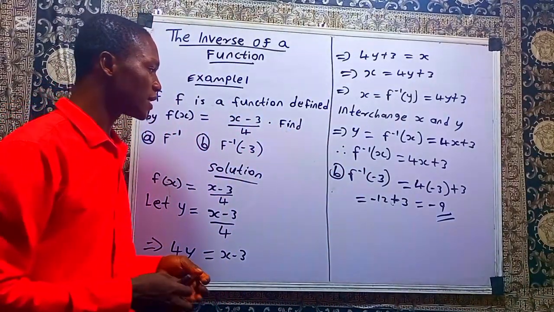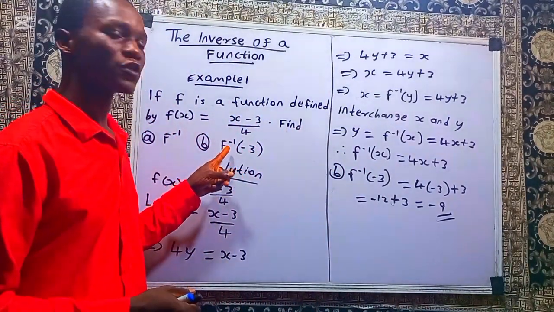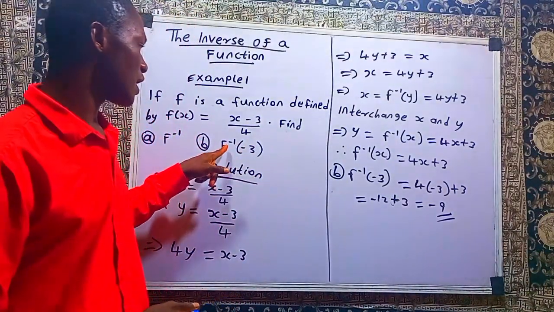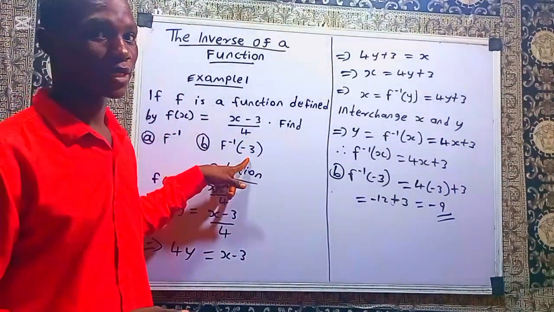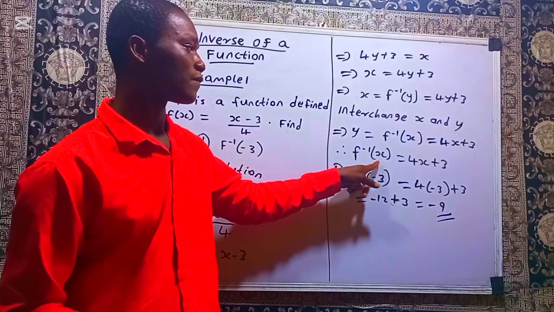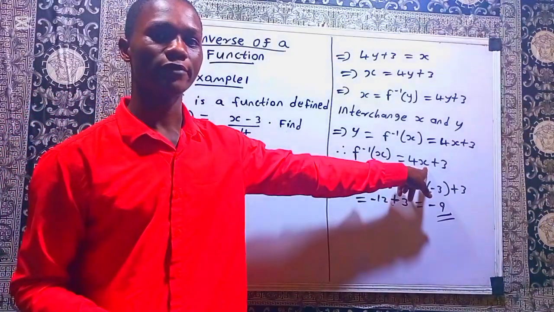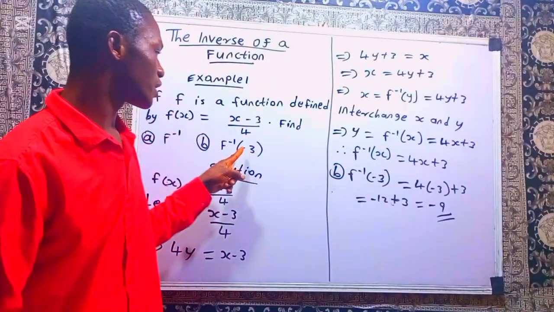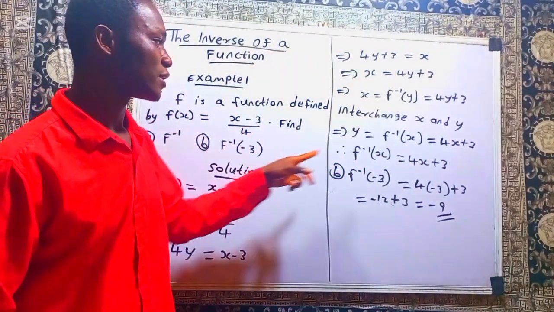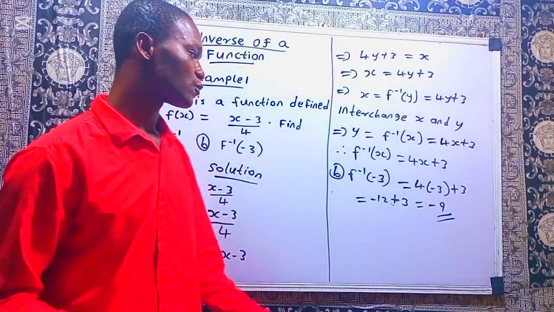So in this question, assuming that you are given a question and you are told to find f inverse of a particular number, you have to first of all find the f inverse of x. Then when you have found it, you plug in the value for x in that inverse. That's what we did here.